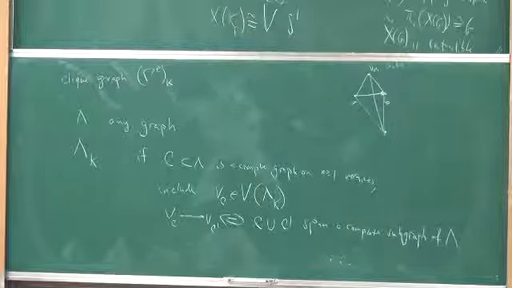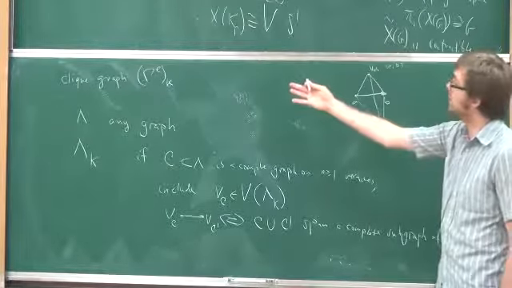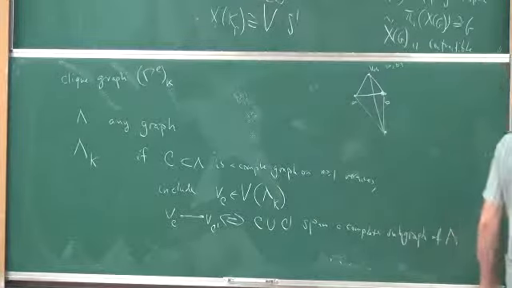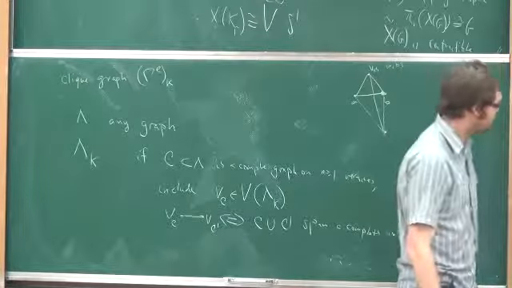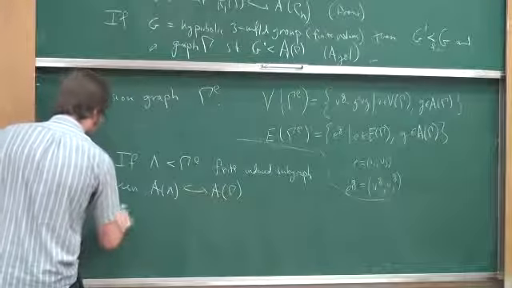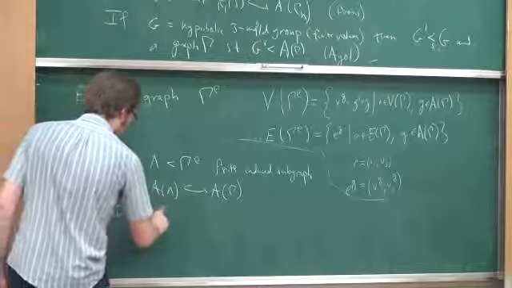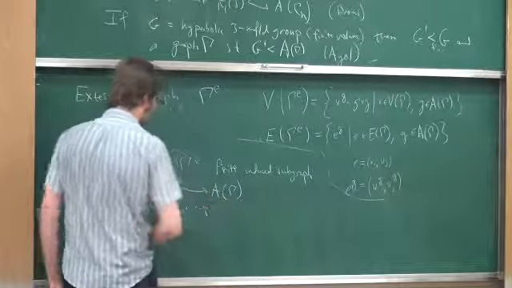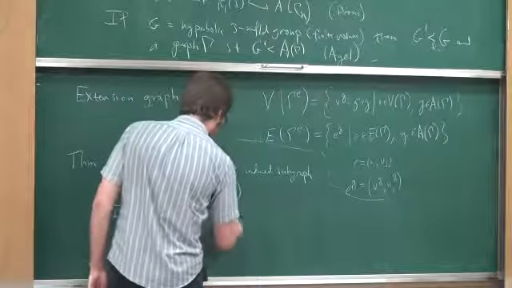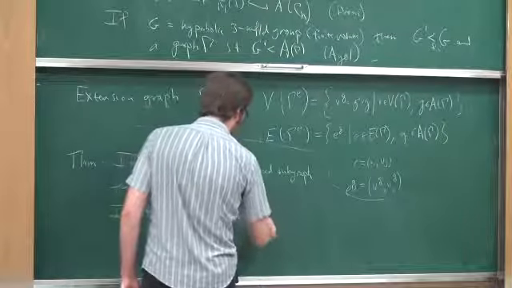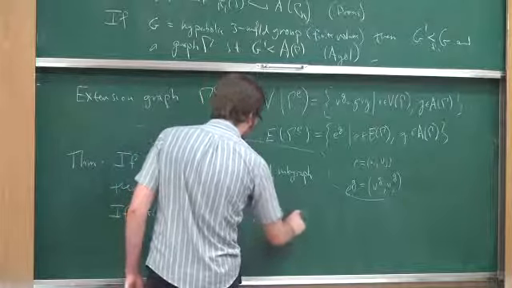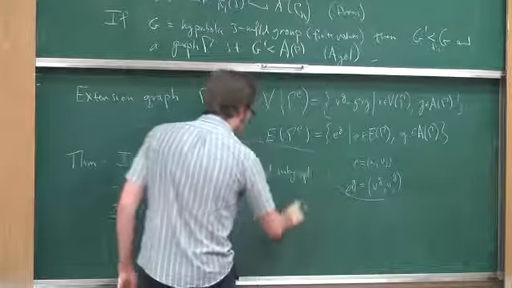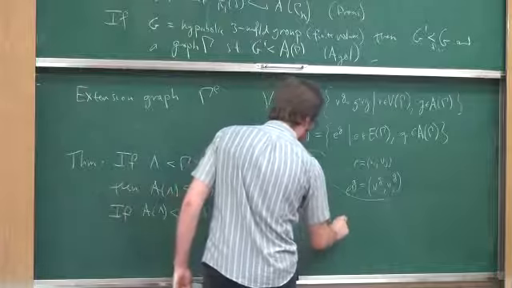So we can now, equipped with this terminology of the clique graph, state this theorem fully. And so the theorem is: if A of lambda sits inside of A of gamma as a subgroup, then lambda embeds in gamma^e_k as a subgraph.